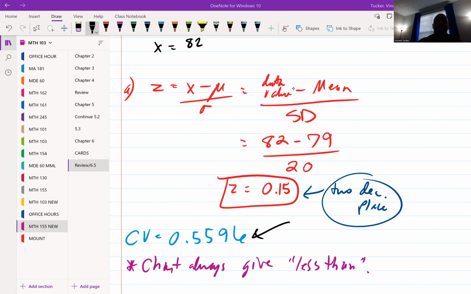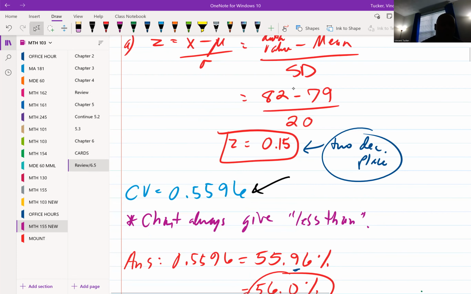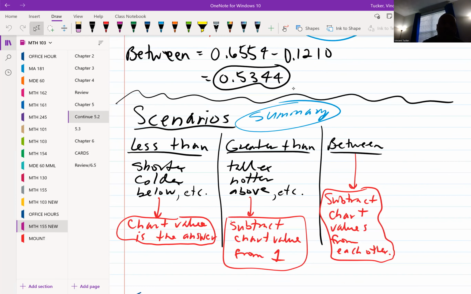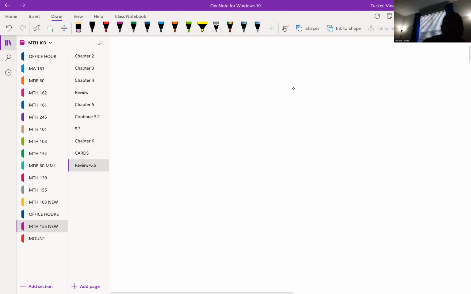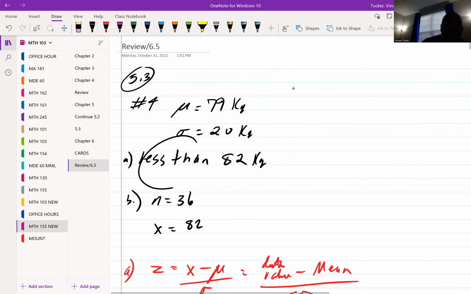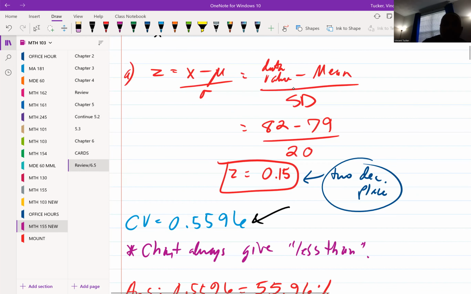Now, if I gave you the 3 scenarios as to how we use our z-scores, you have less than, greater than, or between. I think that's section 5.2. So if it's less than, you always use the chart value. Greater than, you take the chart value and subtract it from 1. And between, you take the 2 chart values and subtract them from each other. So those are your only 3 scenarios. We're dealing with less than, so we're just going to use the chart value. The chart always gives you less than.